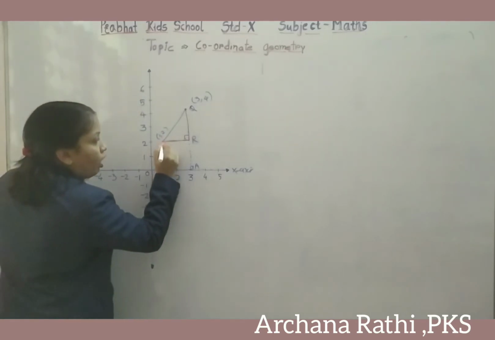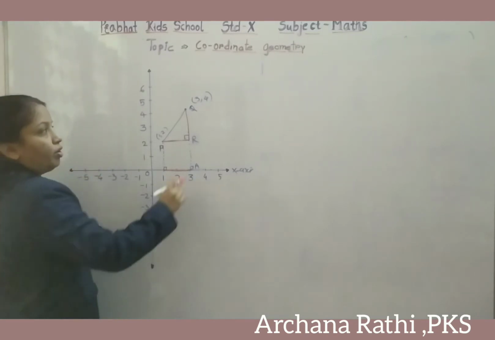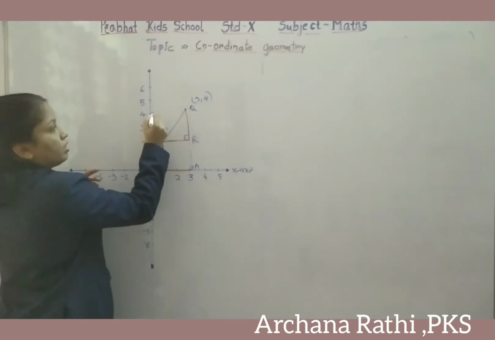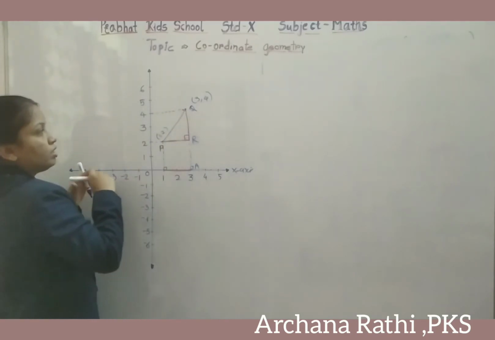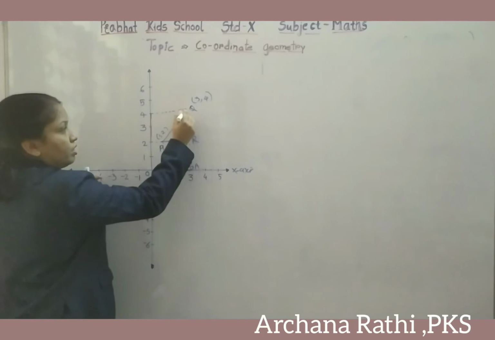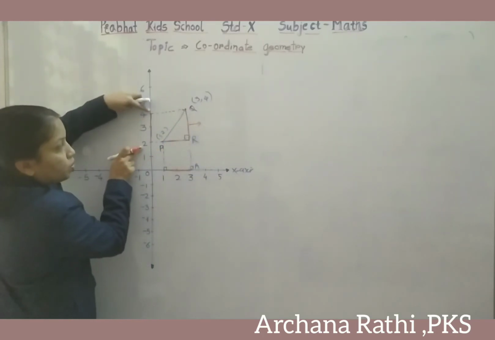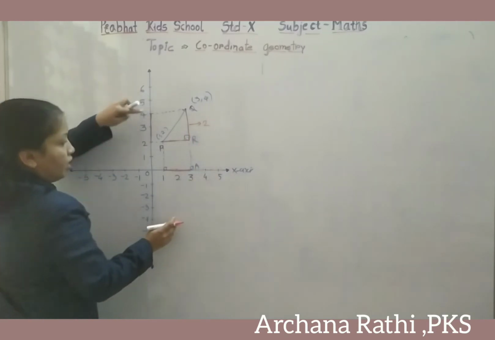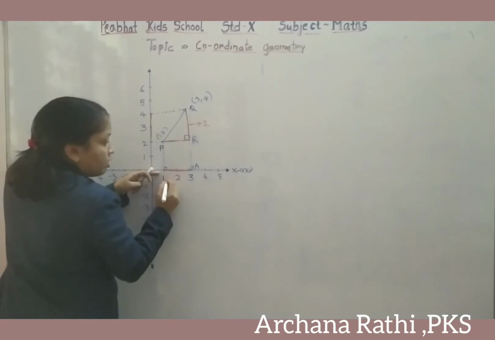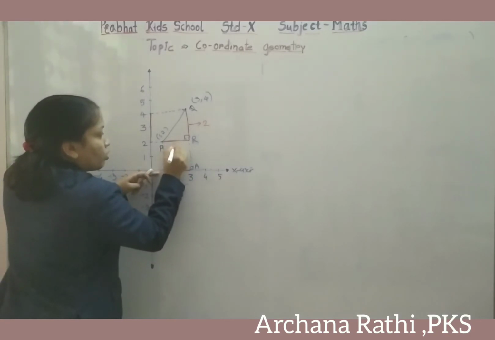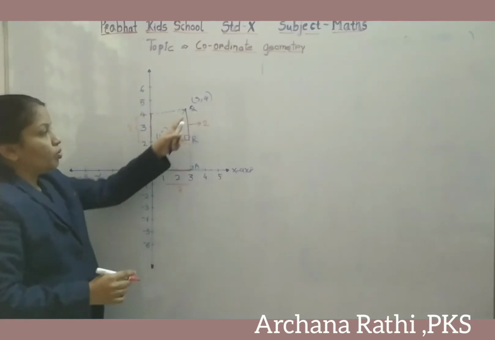Now you know how much this distance is. This is nothing but this distance, isn't it? And how much is this distance? If you join this again with a perpendicular, this distance is nothing but this one. If you observe, 4 minus 2 is 2 units, and this distance is 3 minus 1, which is 2. Therefore this is also 2, so QR is 2.